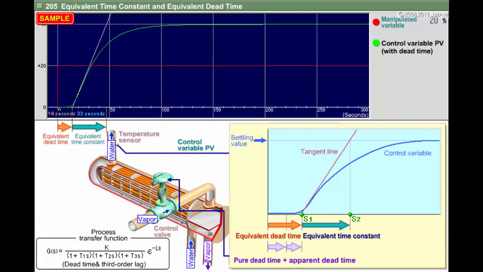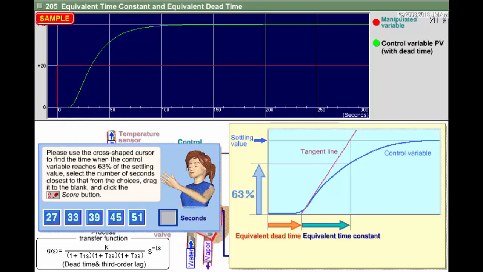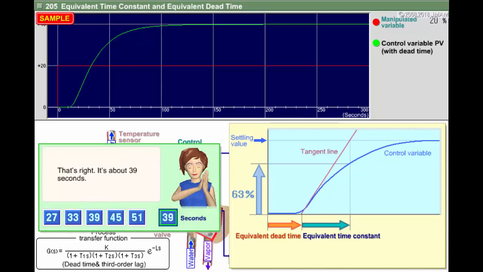By the way, for this sort of higher-order lag as well, we can calculate the equivalent dead time and equivalent time constant based on the time when the control variable reaches 63% of the settling value in the same way as we did it for first-order lag. First, please use the cross-shaped cursor to find the time when the control variable is at 63%. Then select the number of seconds and drag it to the blank. That's right. It's about 39 seconds.